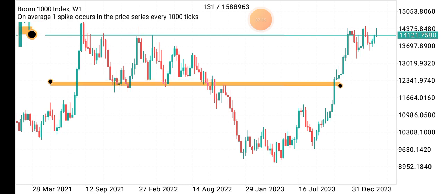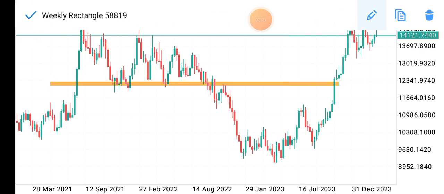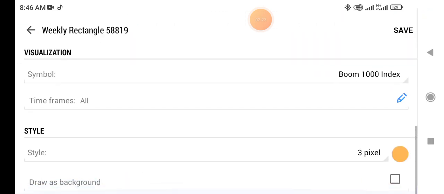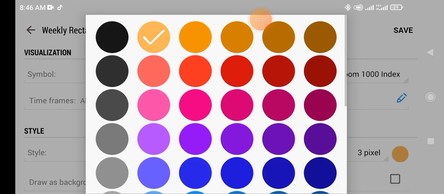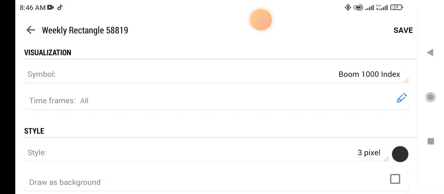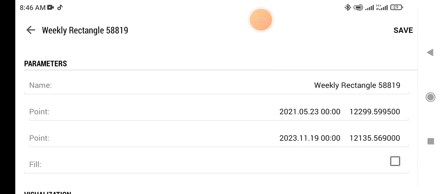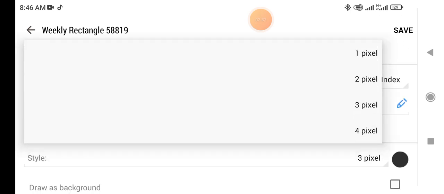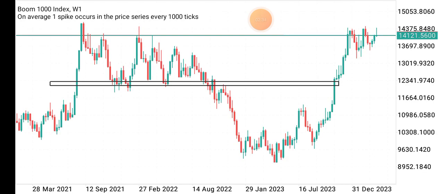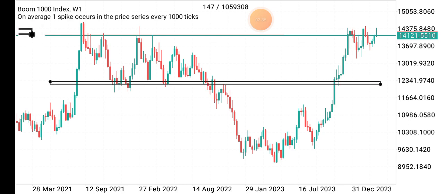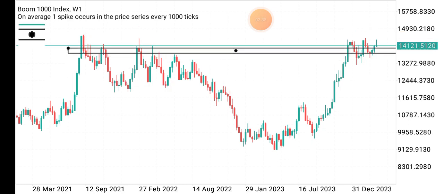Let me change the color of this. I'll change this color to black, and then I will not fill it. Then I'll reduce the thickness to, let's say, 2. I think that should be enough. Then I'll place it where we have that strong resistance zone.